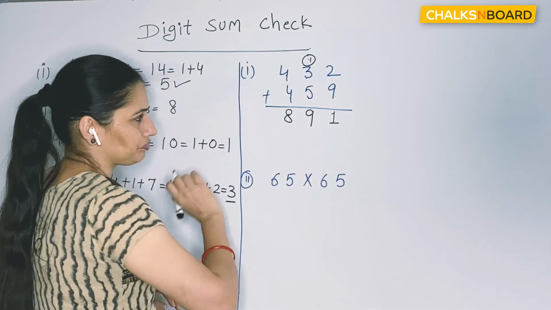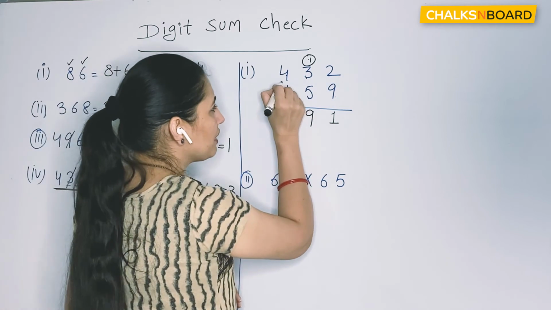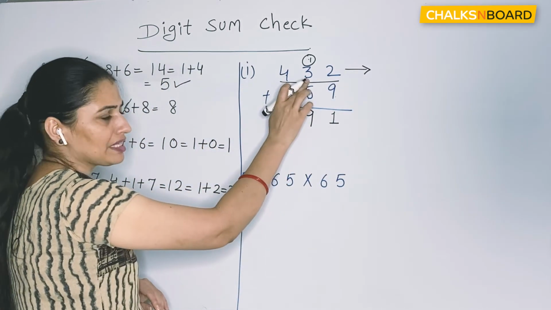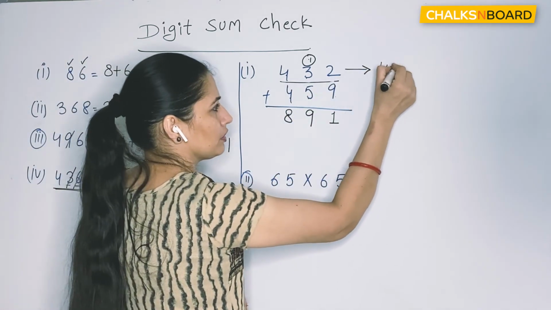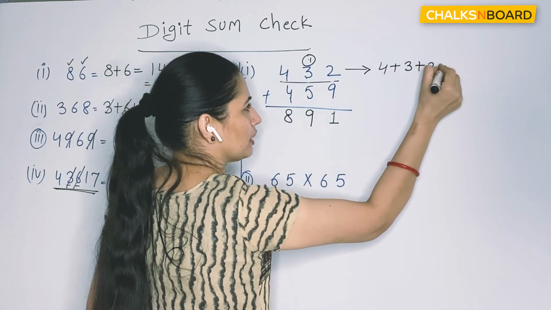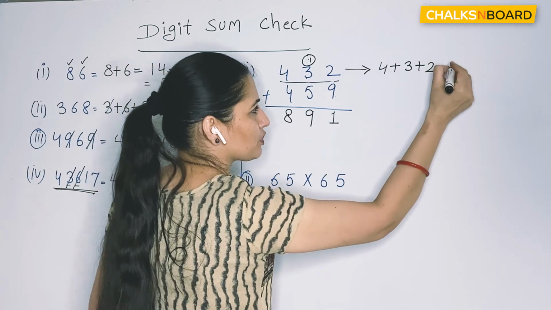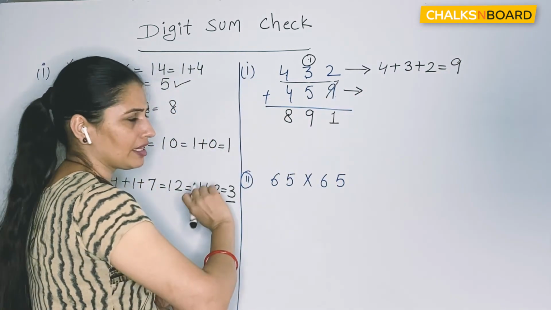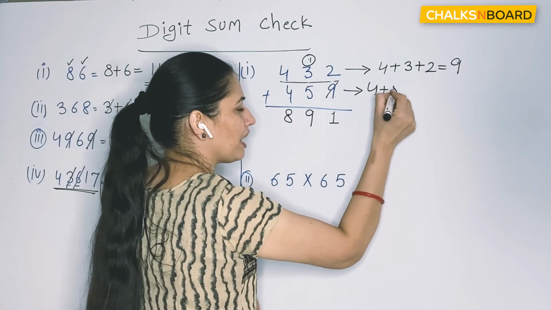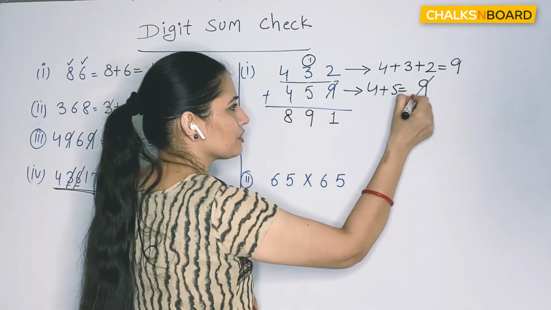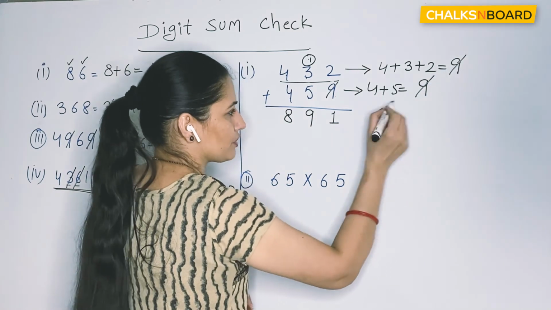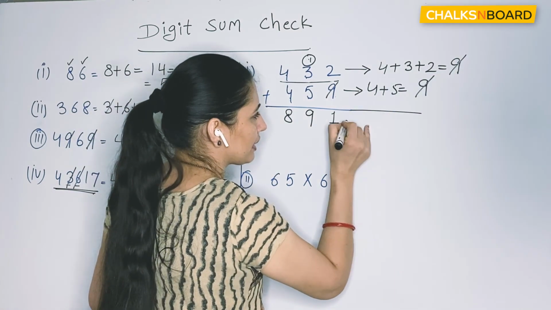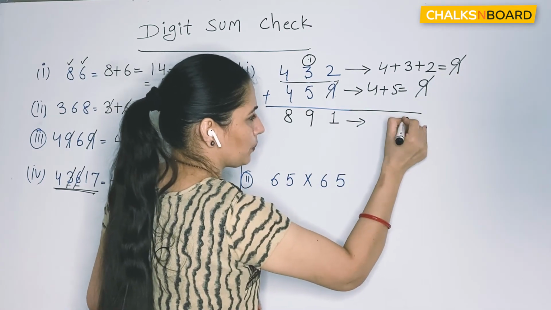Now, what is the trick? First, we add the digit sum of this number, that is 4 plus 3 plus 2. That is 4 plus 3, 7 plus 2 is equal to 9. In the same way, we can skip this 9. We have 4 plus 5. It will give 9 again. So this 9 also cancels. So this is equal to 0. You can say it will give 0.